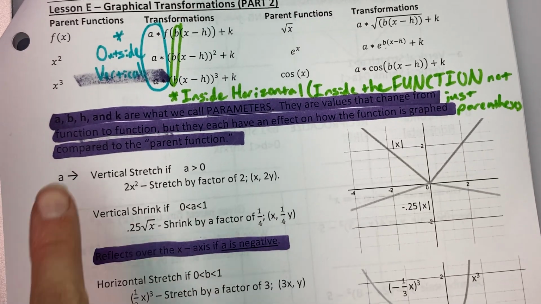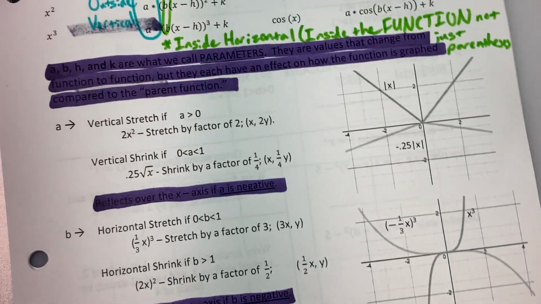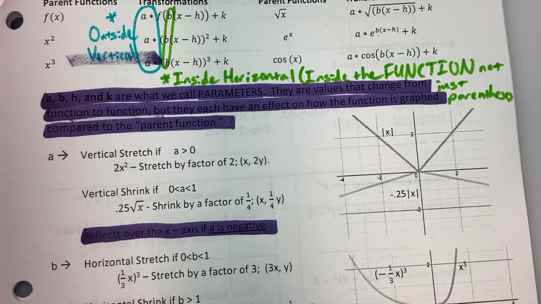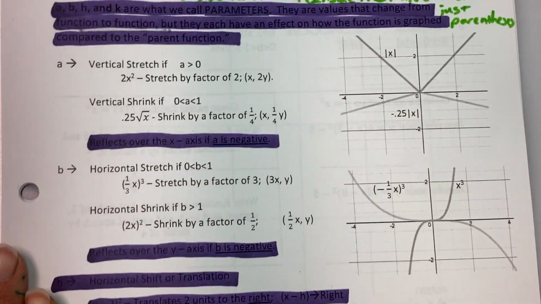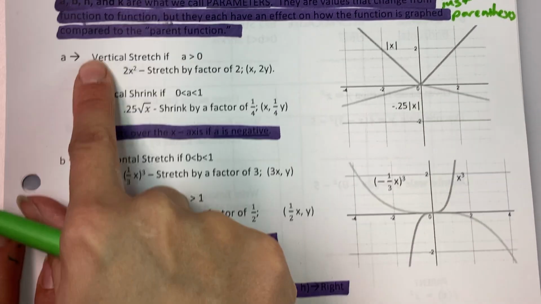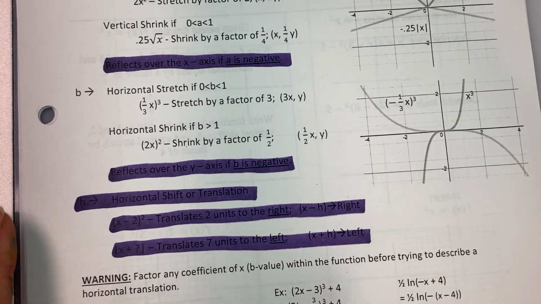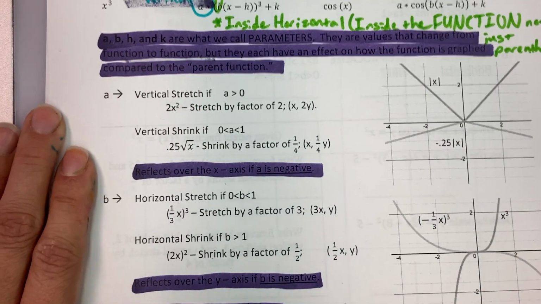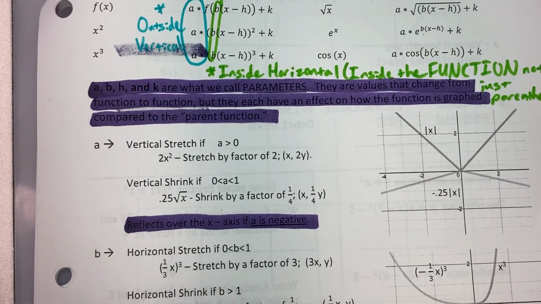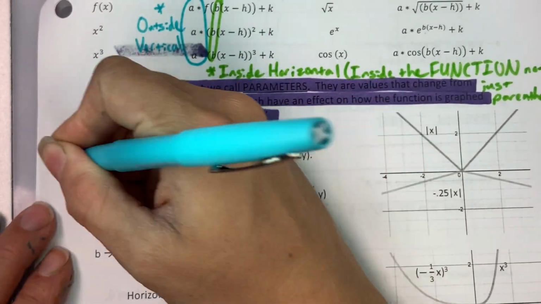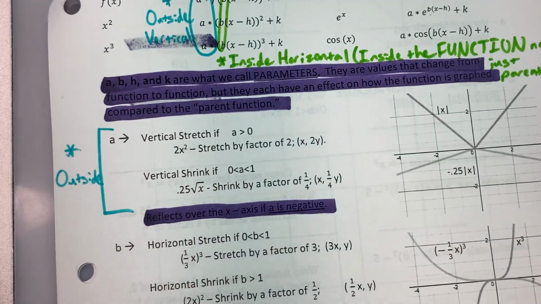Now, you'll notice on this page that I have X'd out or blocked out some of this information. This is just to clean up this page a little bit. We've talked about most of this already with reflections and horizontal shifts. So on this page, I really want you to focus on vertical stretches, horizontal stretches, and the warning down at the bottom. So first we're going to talk about the a value, or a number that gets multiplied on the outside.